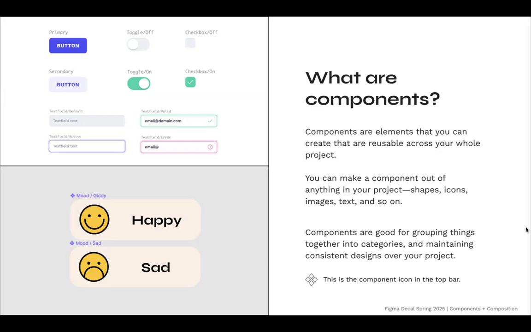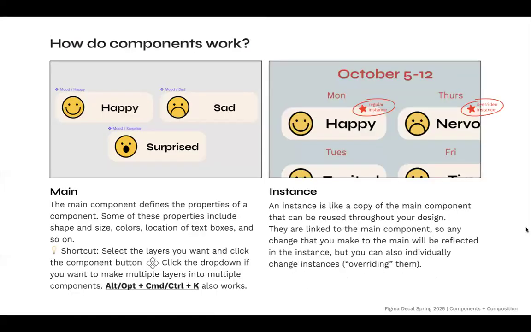So the four squares that make a diamond, that is the button that you press to make a component within your files. And it's located in your design bar at the very top. But we'll look more into that. So how do components work?